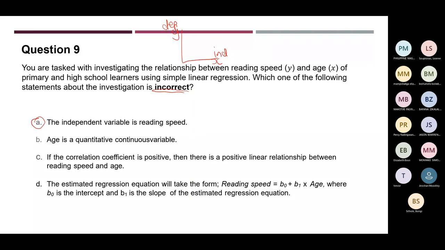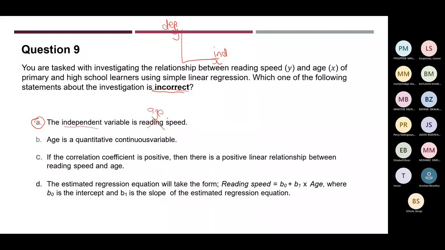I gave you the answers. They tell you that reading speed is Y. I told you that Y is your dependent variable. Age is X, and I told you that X is the independent variable. So the independent variable should be age, because reading speed is your dependent variable.